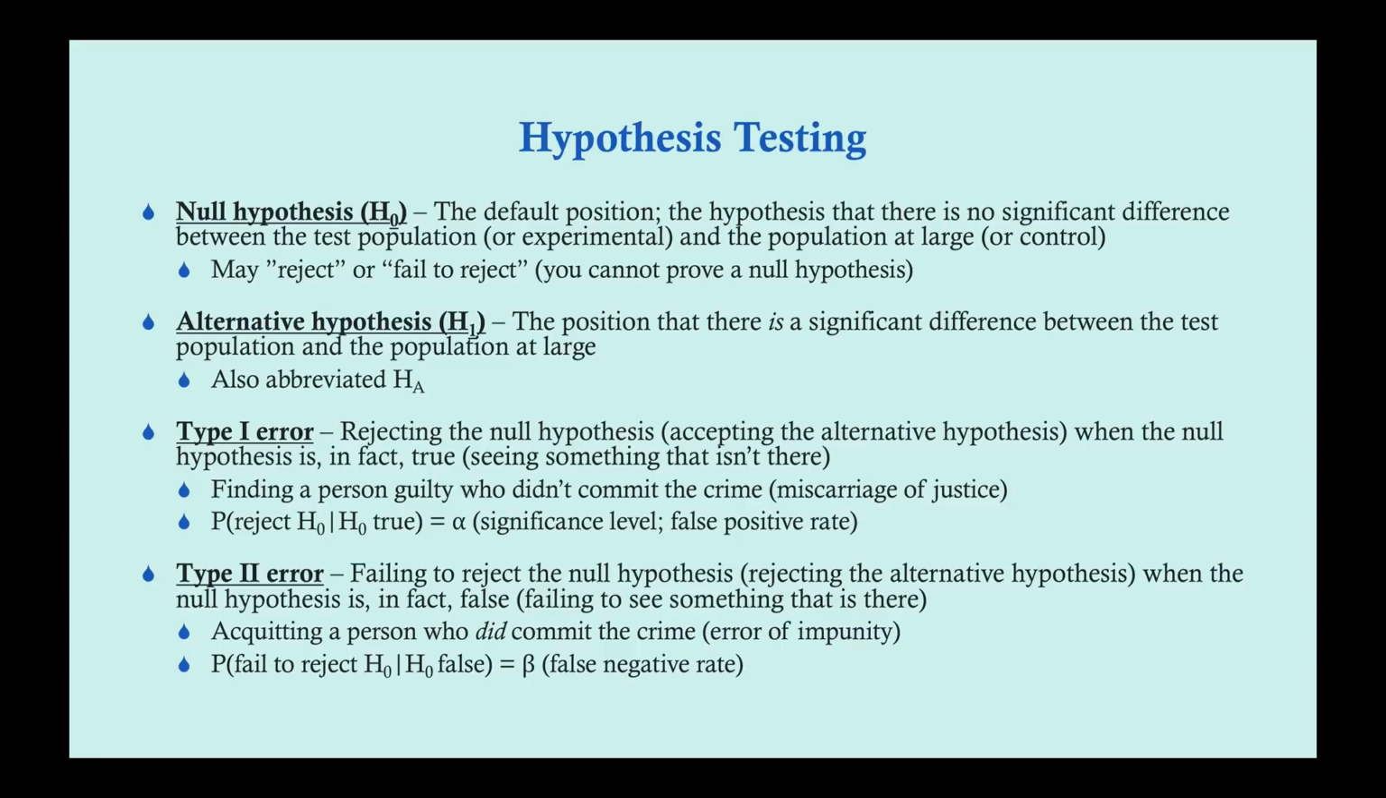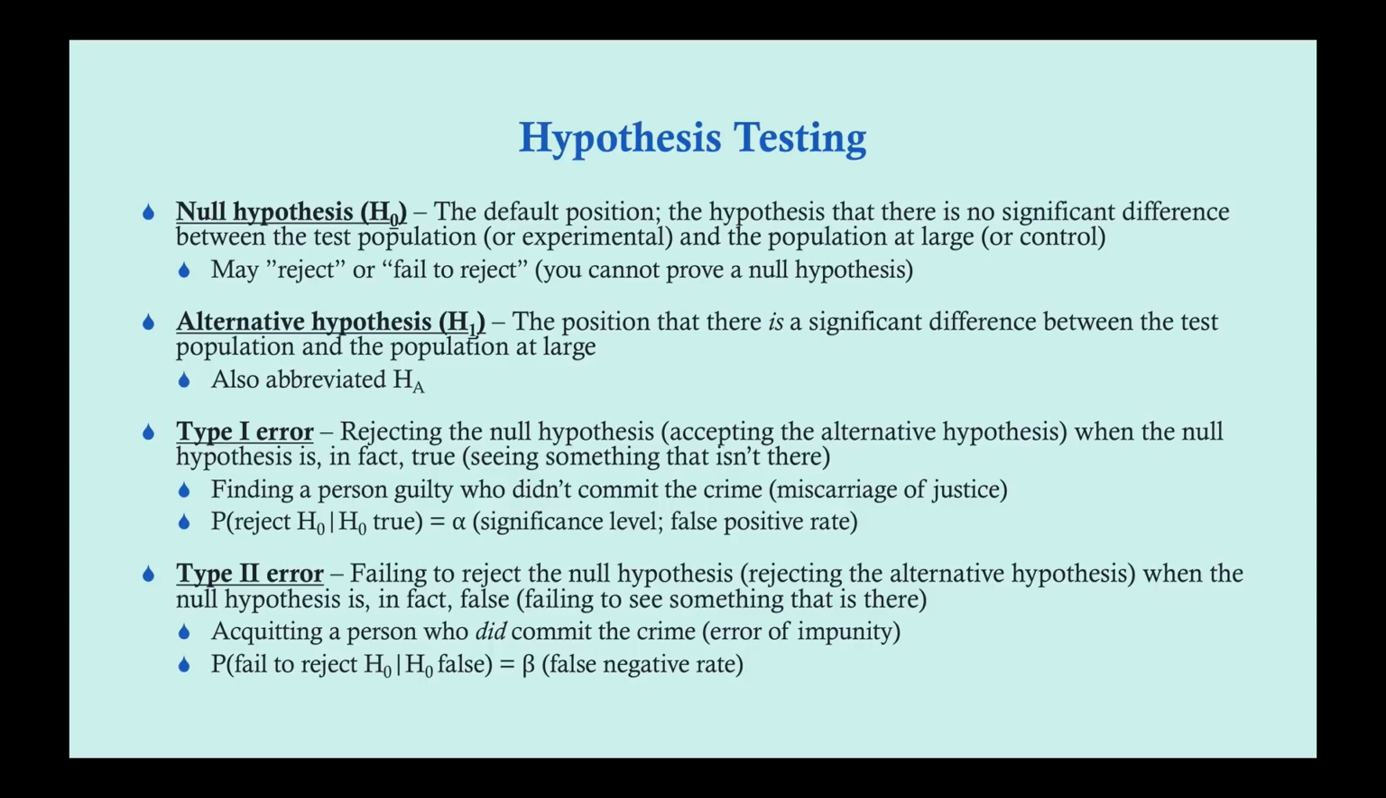So when you reject the null hypothesis, you're seeing a difference. You're seeing something. And if the null hypothesis were true all along, well, that thing that you were seeing was not actually there. So you can think of a type 1 error as seeing something that's not there. In the legal system, the null hypothesis is that the person is not guilty. Remember, we're innocent until proven guilty. So it's not up to the defense to prove that a person is not guilty. It's up to the prosecutor to prove that a person is guilty.